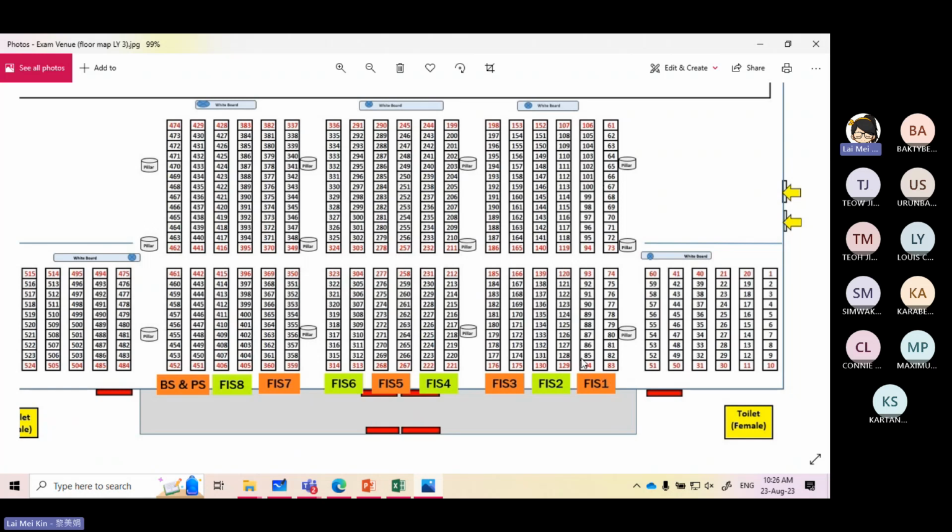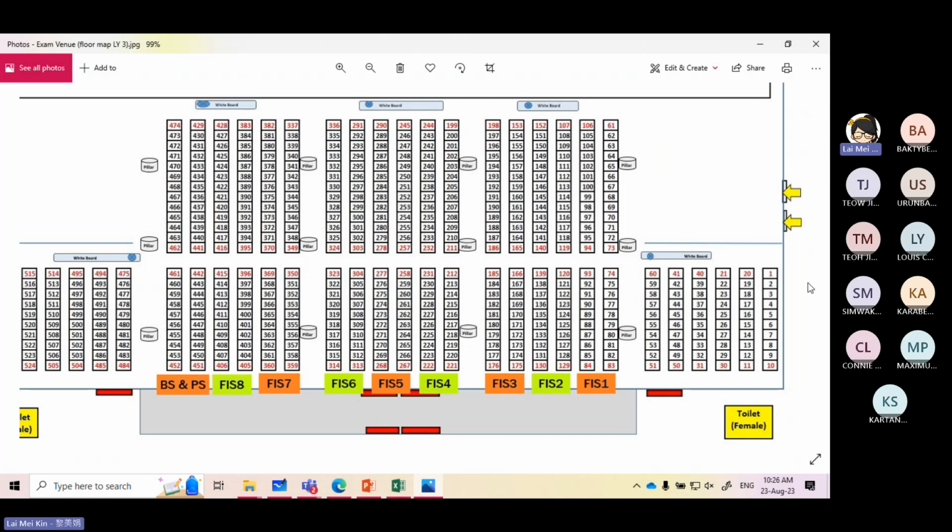Free sitting here, you don't need to sit according to what number. So 2 rows for FIS1, 2 rows for FIS2. You just calculate. I will also label, but behind that. All right, any question?